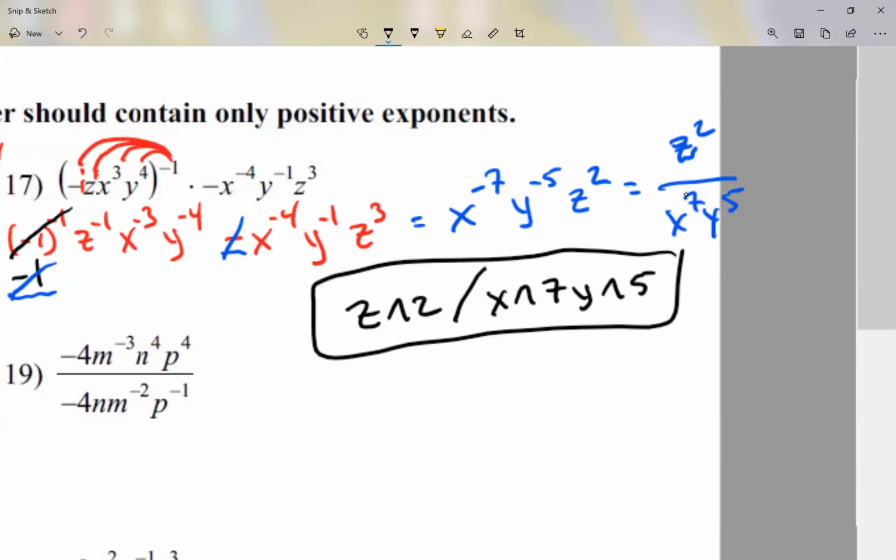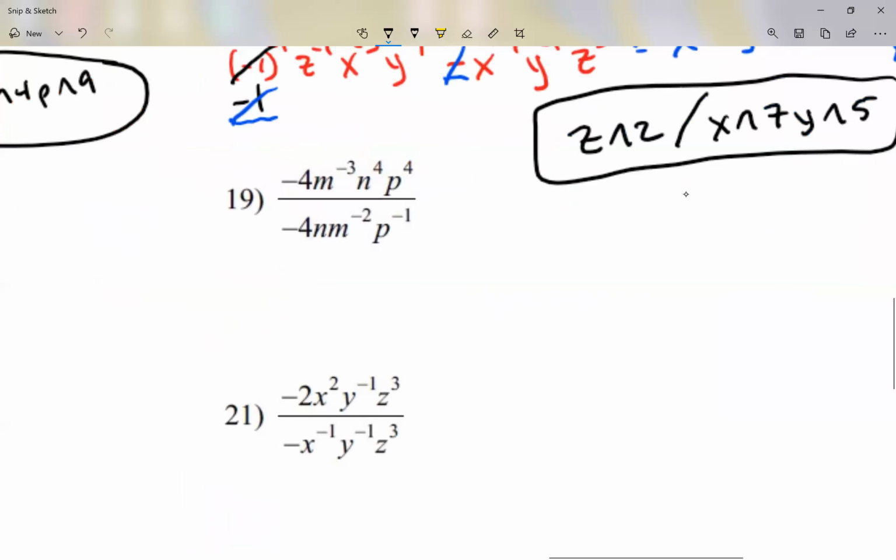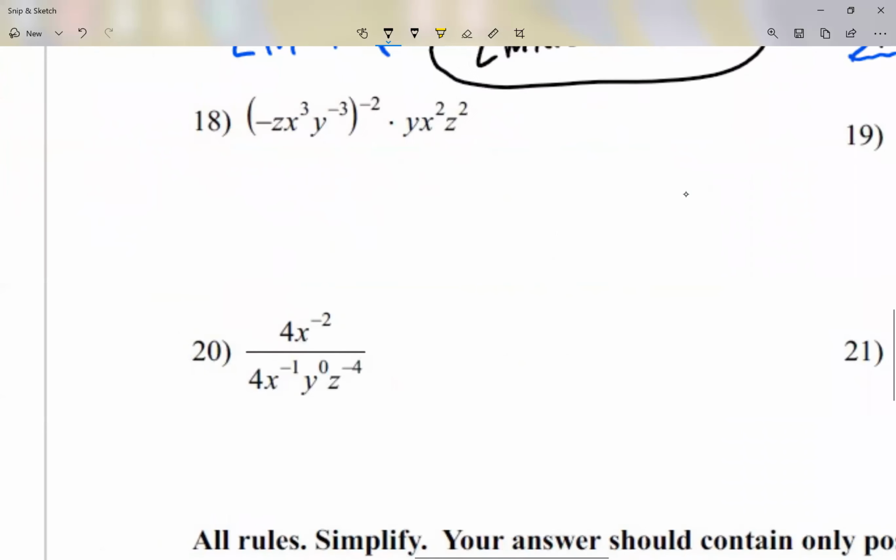I know I said I was going to do alphabetical order. And if you notice, they are in alphabetical order at the bottom. The z comes before the x and the y because the z comes on the top of the fraction. All right, let's take a look at one more example.